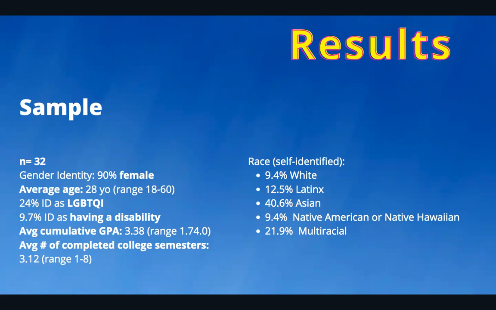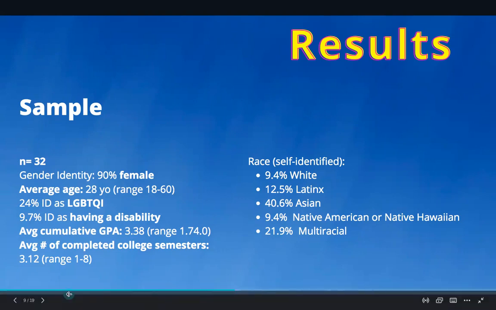40% were identified as Asian. 22% identified as multiracial. 12% identified as Latinx, and about 10% identified as Native American or Native Hawaiian and or white, respectively.